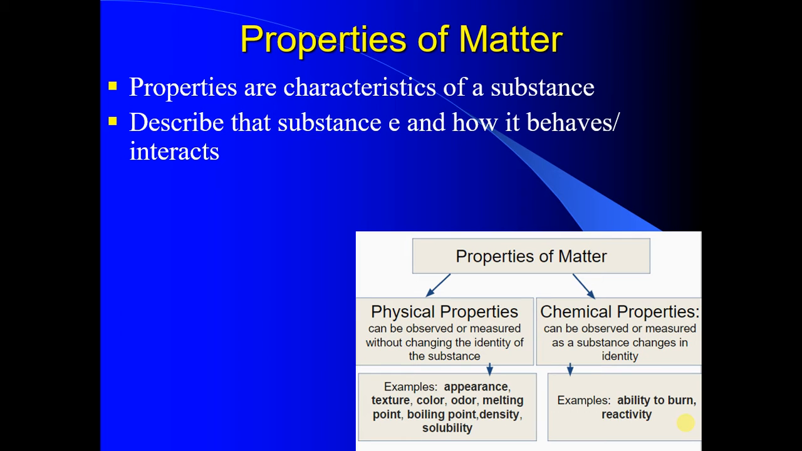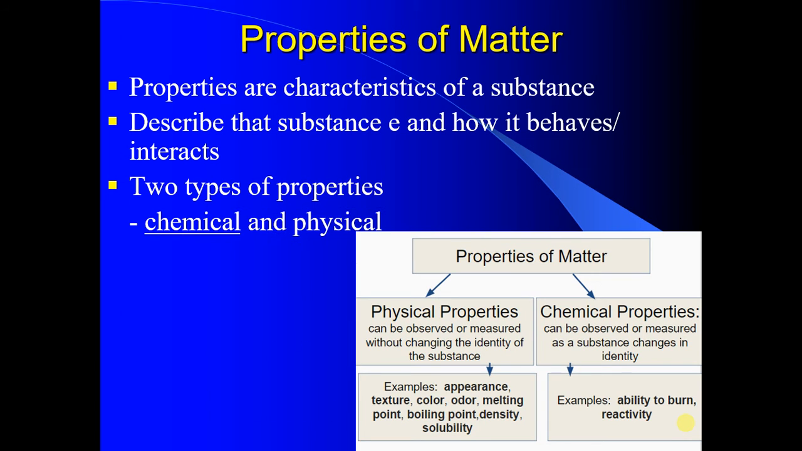So for example, with the quarter, it's shiny is describing how that quarter is interacting with light, with photons. Or my example with the water boiling, that characteristic describes how it's behaving when heated. And there are two types of properties that a substance, a sample of matter, can have. They are called chemical and physical.